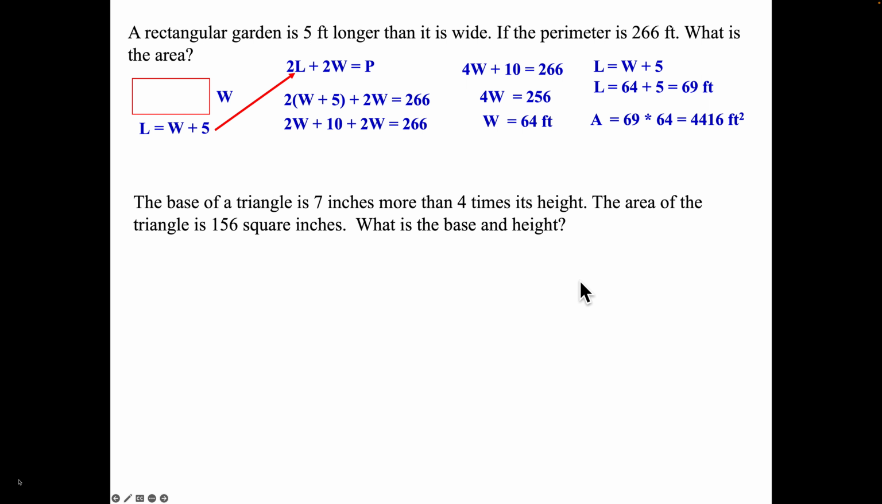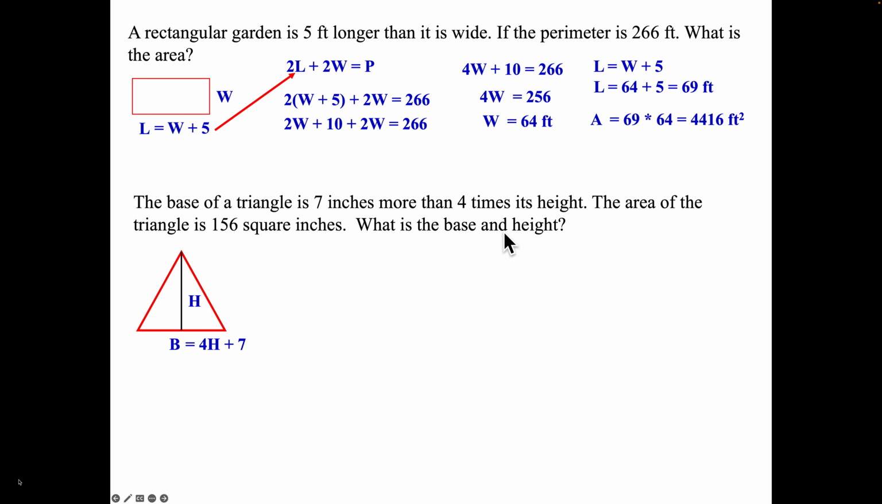The base of a triangle is 7 inches more than 4 times its height. The area of the triangle is 156 square inches. What is the base and the height? So I'll draw a triangle. Down here is the base. Now the height is from the highest point on your triangle straight down to the base. That's my height. And it says the base of a triangle is 7 inches more than 4 times the height, so B is 4h plus 7. Again, this does not have to be drawn to scale. We just want to label it.